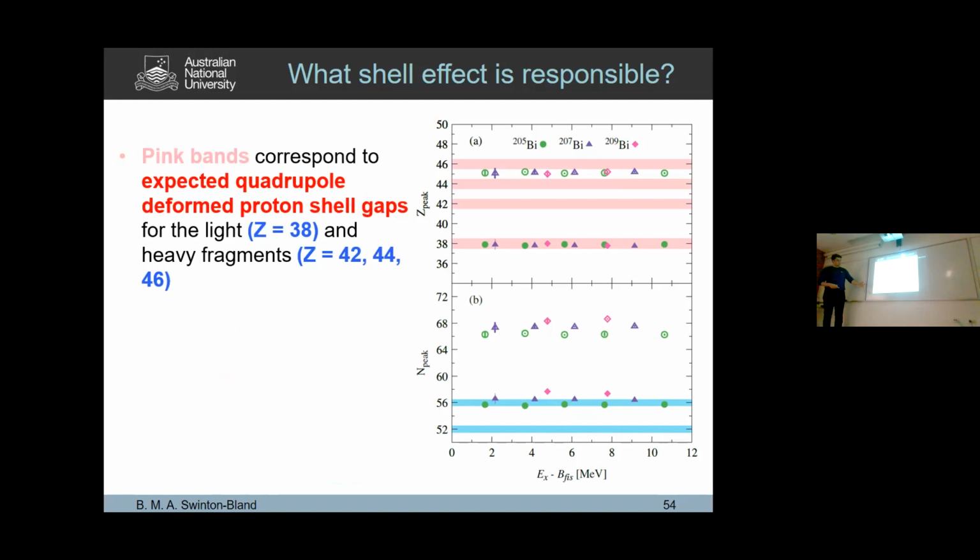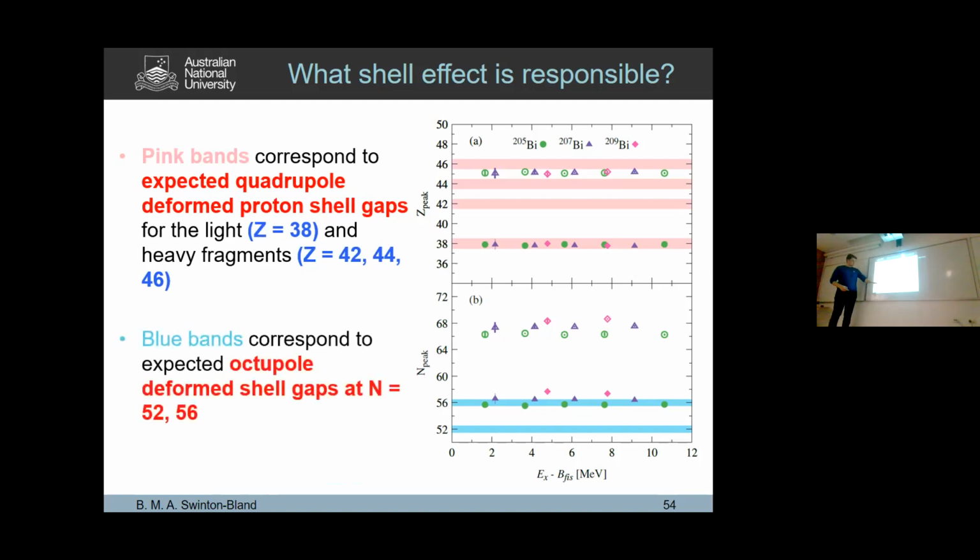Different deformations. Yes, the gaps are at different deformations, so they evolve with deformation. And then for the neutron number, we go back to our octupole correlations. Remember that in the actinide region we were looking at proton octupole shells. Here we're looking at neutrons at 52 and 56.